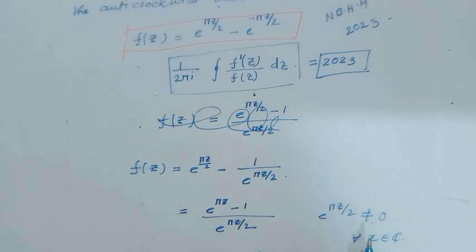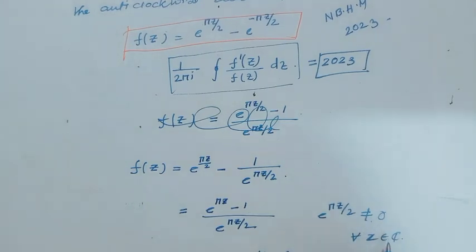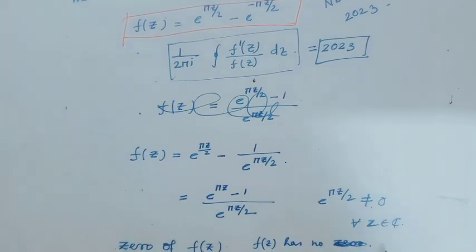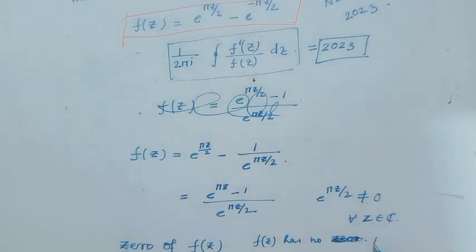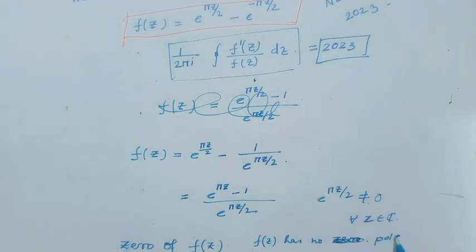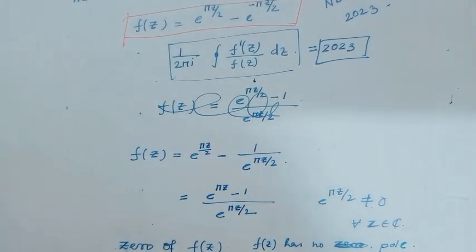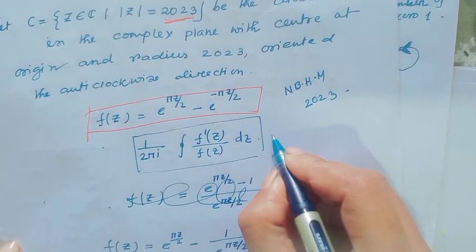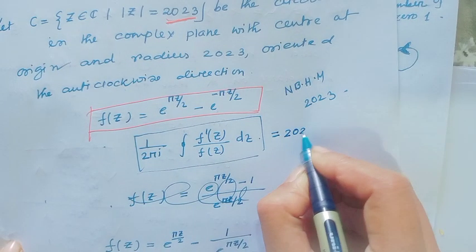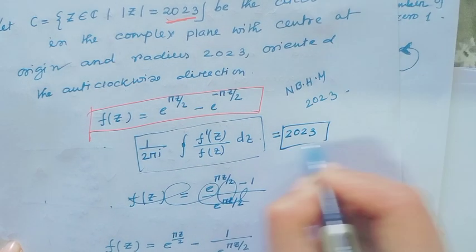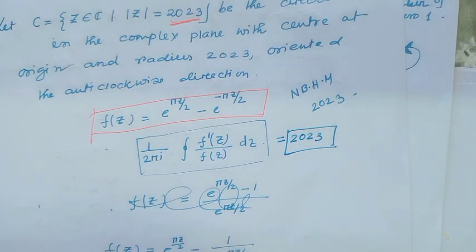Since e to the power pi z over 2 is not equal to 0 for all z belonging to C, that implies f(z) has no poles. Therefore, the value of the integration is 2023. I hope all my viewers have understood why the argument principle is very important.